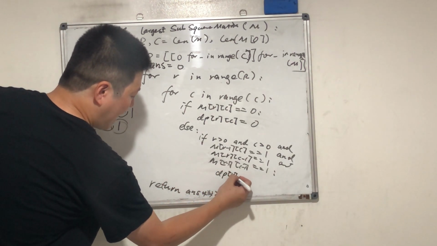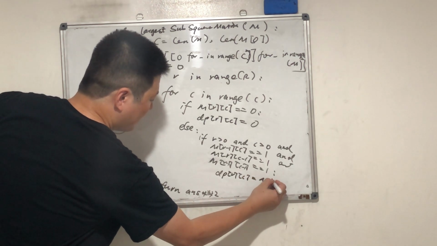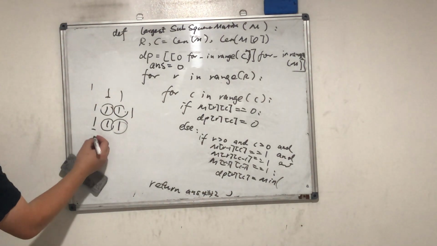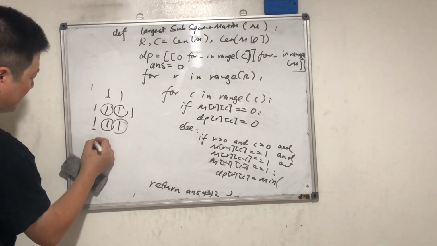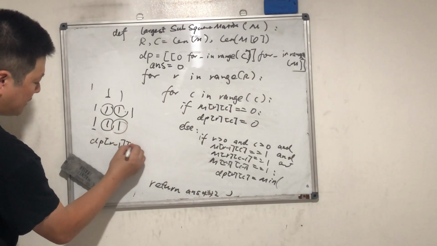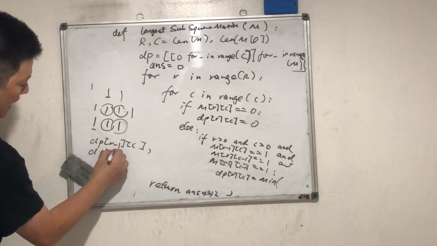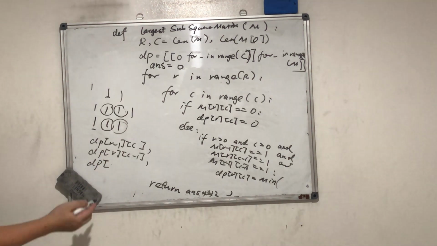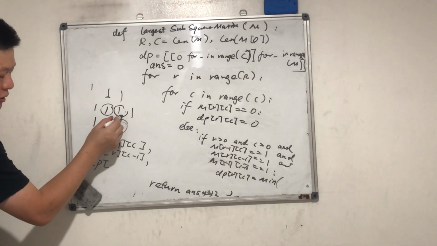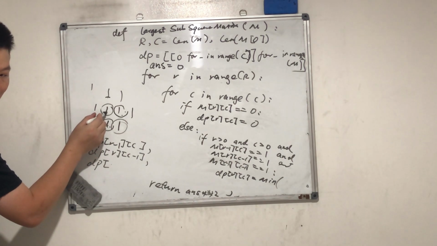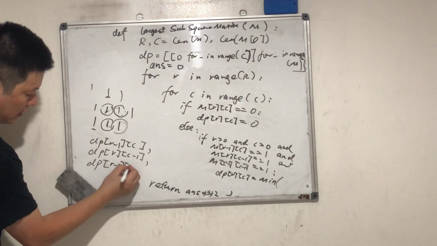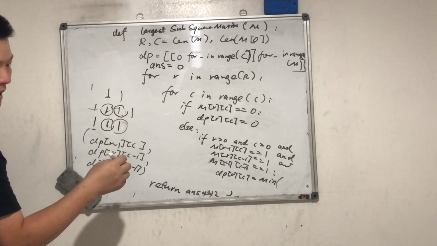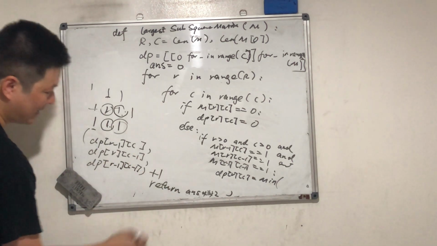DP[R][C] equals the min of which 3 numbers? It will be the min of DP[R-1][C], DP[R][C-1], and DP what? Can you tell me the third one? Come on. DP[R-1][C], DP[R][C-1], and what's this one? DP[R-1][C-1]. I want to get the minimum of these, and then do what? Plus 1, right? Plus 1. Yeah. Got it?